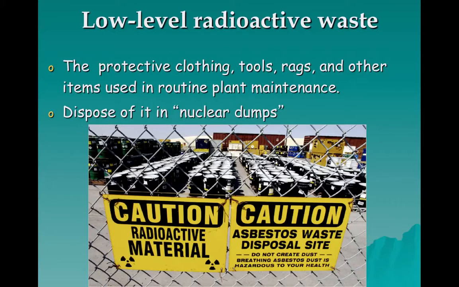Okay, so low level radioactive waste, and your book differentiates between the tailings and then low level and high level. But this is primarily the things that have been exposed to radiation, either the clothes or the tools, and these are stored in what are basically called nuclear dumps. They're put in these containers and set aside so nobody can come into contact with them. But again, they're low level, so they're not so threatening to the environment and to people, at least not as threatening as the high-level radioactive waste.